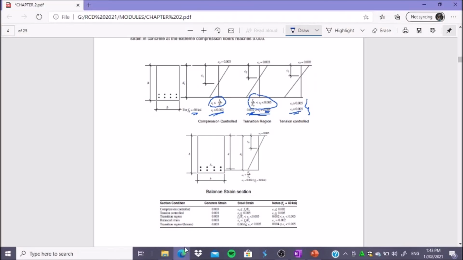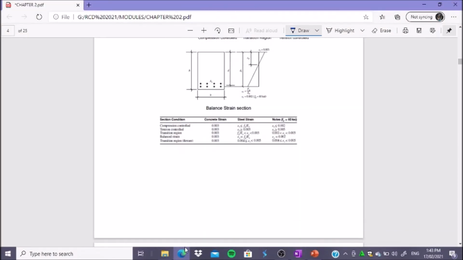Okay. Now, ito makikita nyo dito in English. Ito yung mga value. May makikita kayo ng 0.004. That is, napaka-importante daw for flexural member. For flexural member, we are not going to use 0.004. However, we are going to use 0.004 to 0.005, especially in design. Okay.